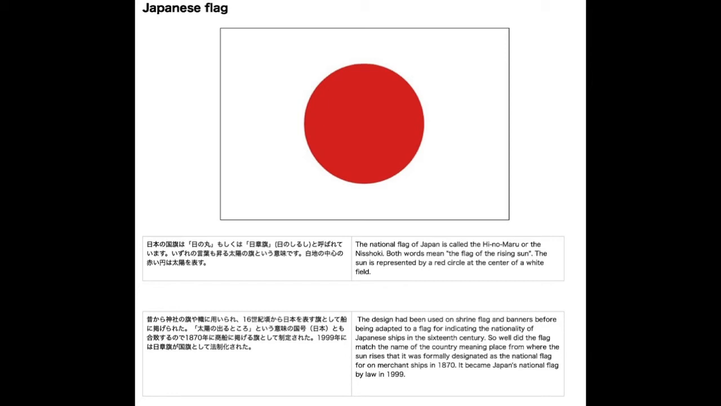Page 18-2. So well did the flag match the name of the country, meaning "place from where the sun rises," that it was formally designated as the national flag for merchant ships in 1870. It became Japan's national flag by law in 1999.